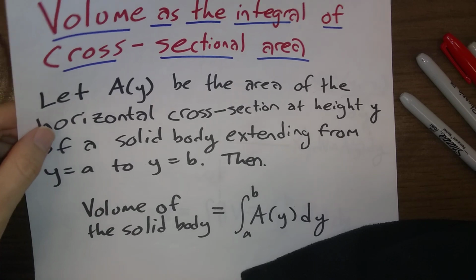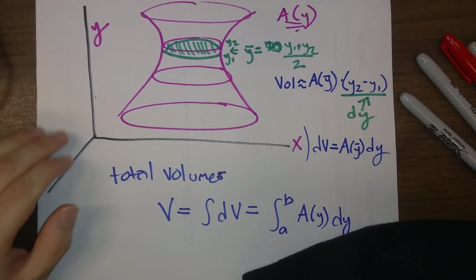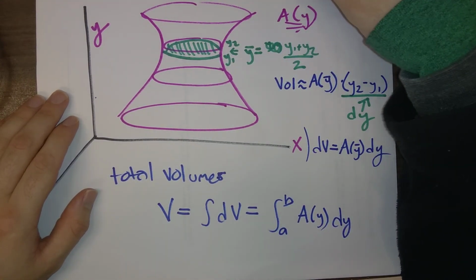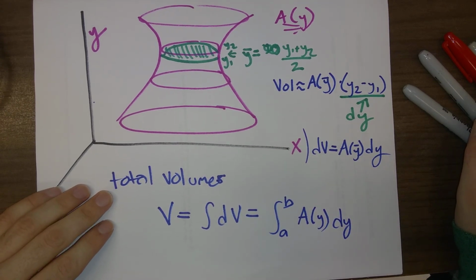And so in future videos in this section, we'll do some examples here. Some of them will be, the cross-sections will be perpendicular to different axes, so we'll do several different examples. But that's the setup here for these problems.